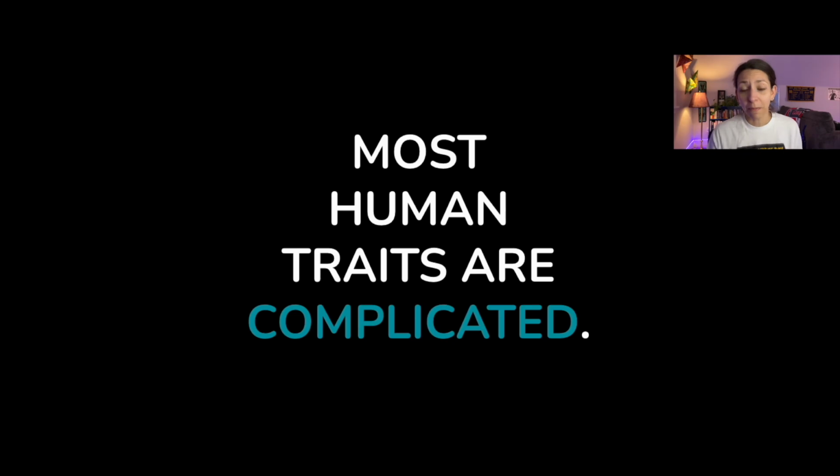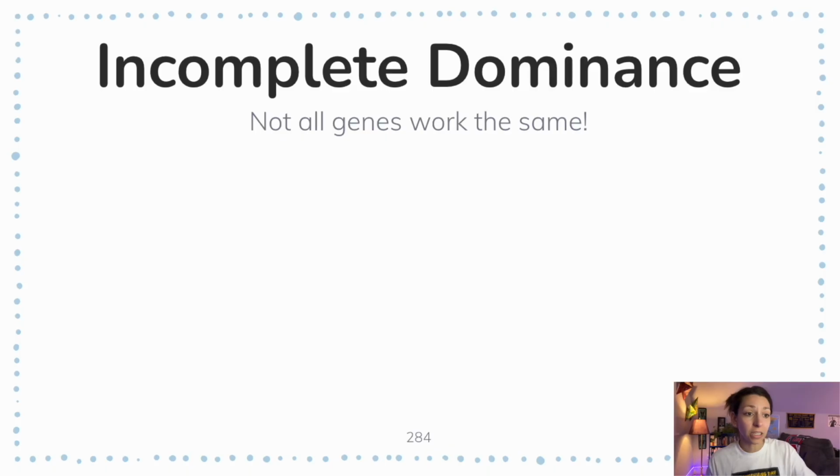But today what we're going to talk about are patterns of inheritance where we don't just have one single dominant allele and one single recessive allele. We can have things such as incomplete dominance. This is when we have a blending of traits. So there may be two different alleles here.